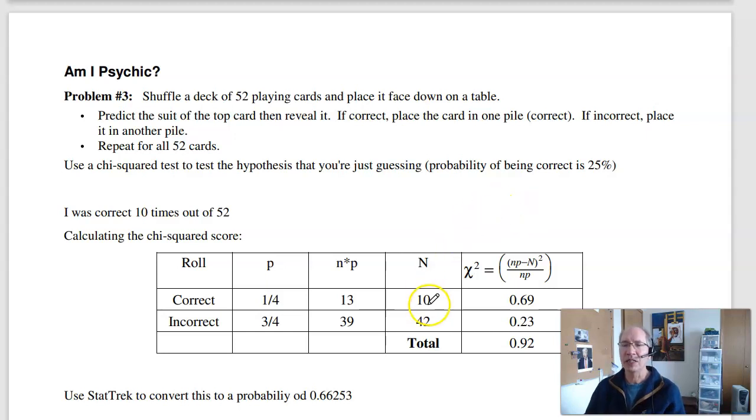I tried it. I was right 10 times, wrong 42 times. The expected number is 1/4 of them should be correct. I should be right 13 times and wrong 39. Take the chi-squared score, 3 squared over 13, 3 squared over 39, add them all up, I get 0.92.